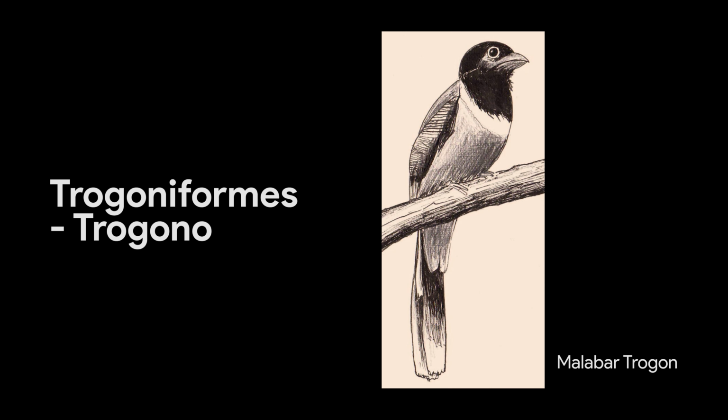The order Trogoniformes include the trogons and quetzals. These are medium-sized birds. They have small, weak feet and legs. They have short bills and a long, squarish tail. Commonly, these are tropical forest birds with coloured feathers.